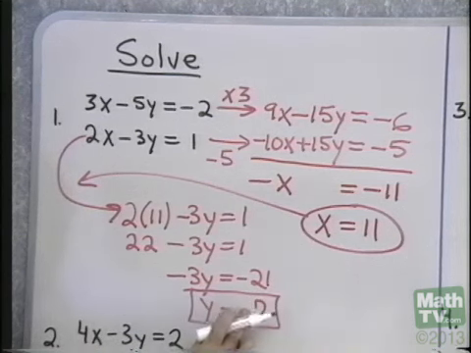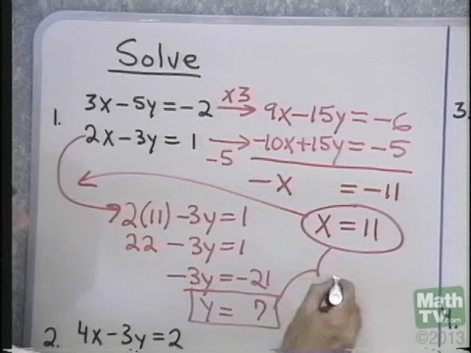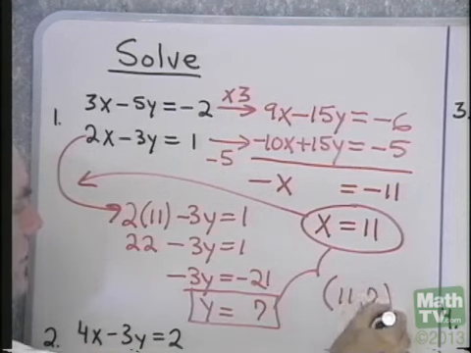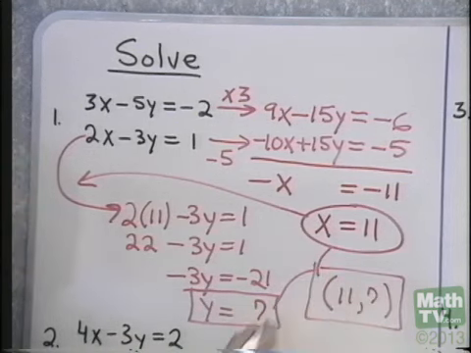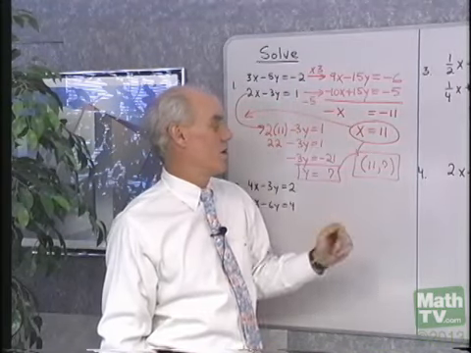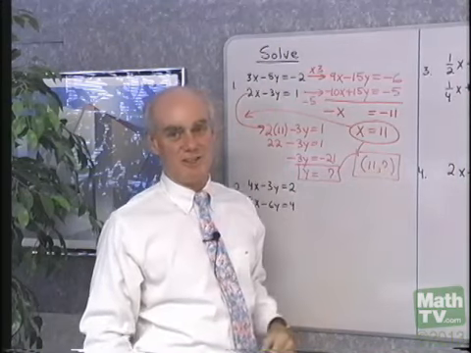I take that back, positive 7. When I divide negative 21 by negative 3, I get positive 7. So here is my solution to this system of equations. x equal 11, y equals 7. It's an ordered pair whose coordinates satisfy both equations. Now, if I was to graph both of these equations, you would see that they intersect at the point 11, 7. Let's look at another system.